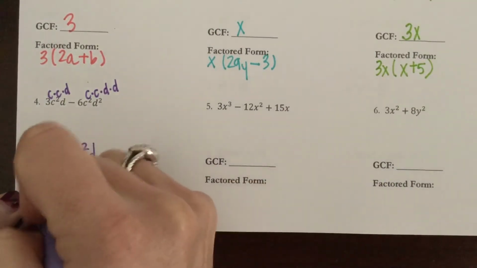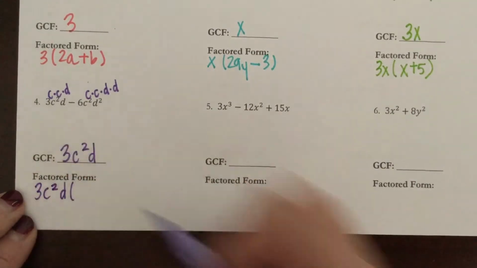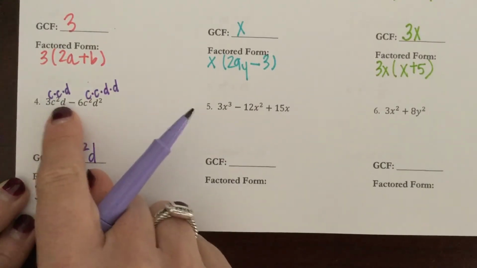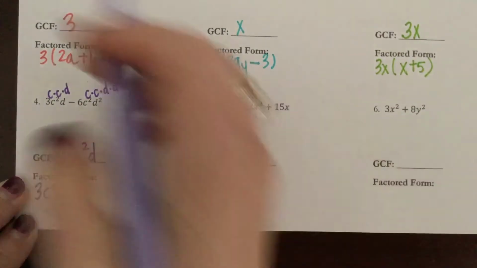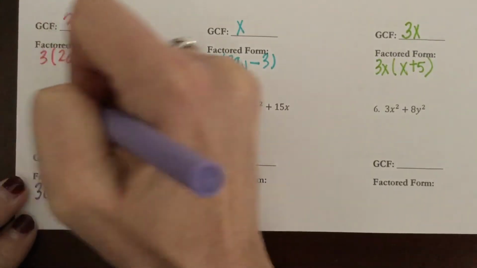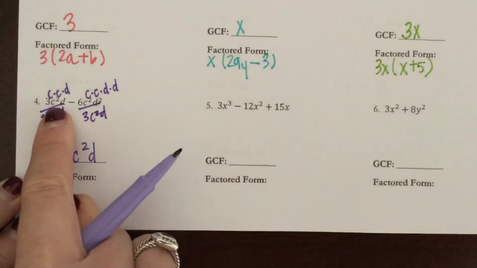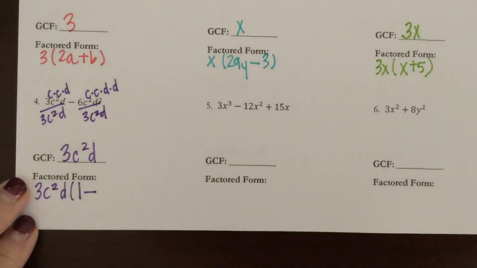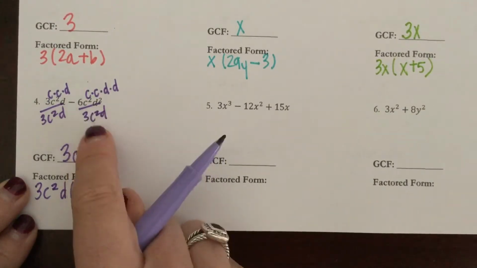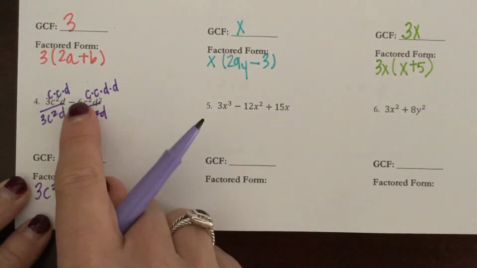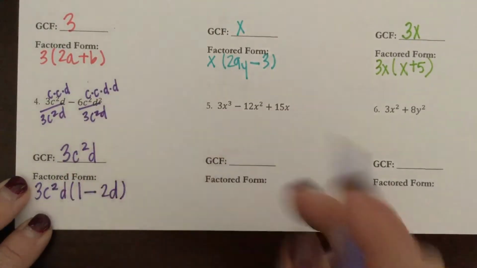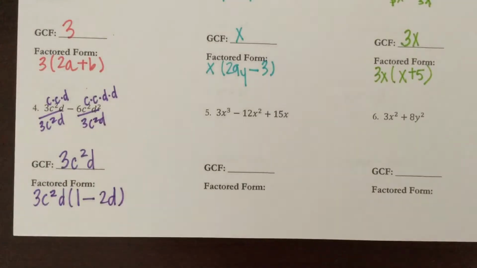Right? My factored form, remember, I'm going to rewrite this as multiplication. So my greatest common factor times what would make 3c squared d minus 6c squared d squared. So we just come up here and divide these. 3c squared d divided by 3c squared d leaves me with 1. Put down my minus sign. And 6c squared d squared divided by 3c squared d gives me 2d. The c squareds cancel. So I have rewritten this as 3c squared d times 1 minus 2d.